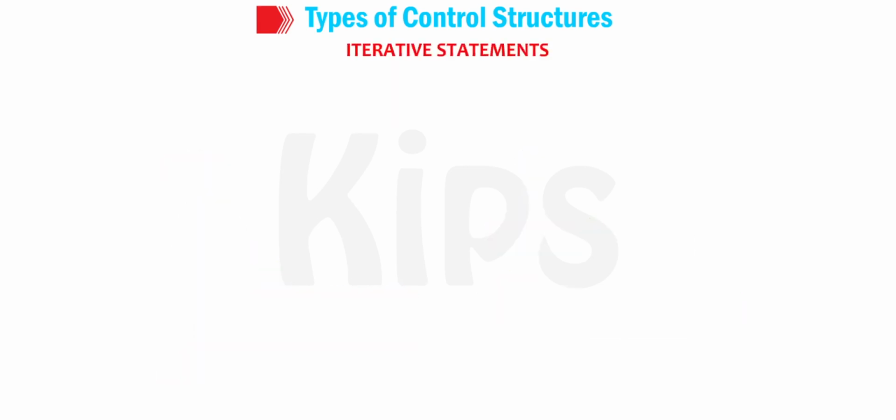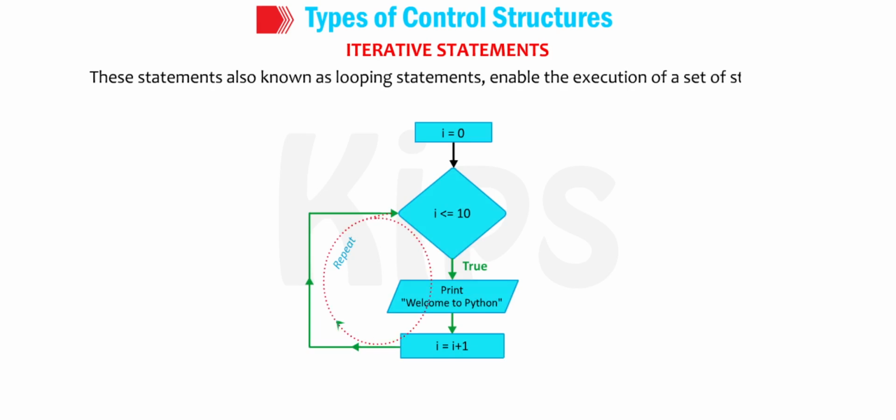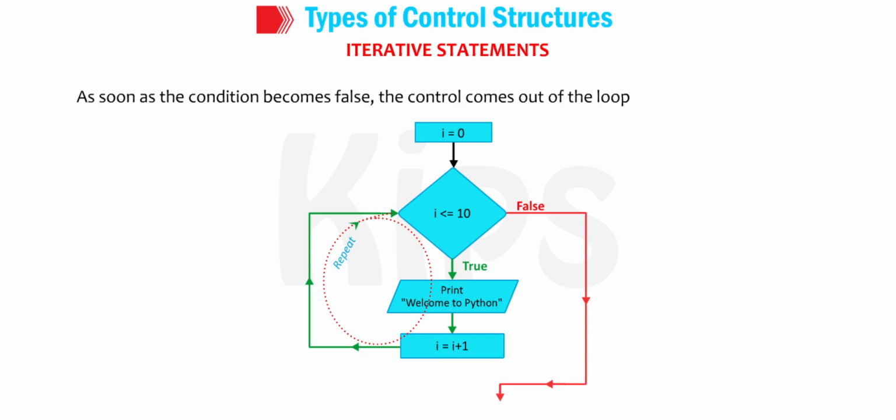Iterative statements. These statements, also known as looping statements, enable the execution of a set of statements to be repeated till the condition is true. As soon as the condition becomes false, the control comes out of the loop and the repetition stops.